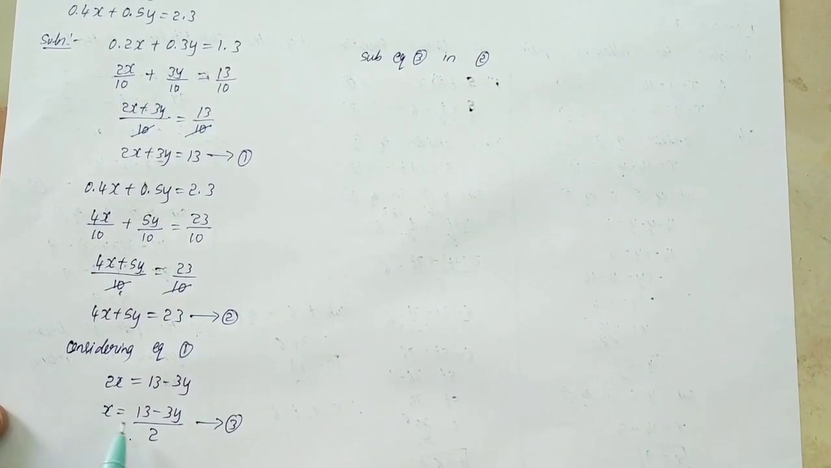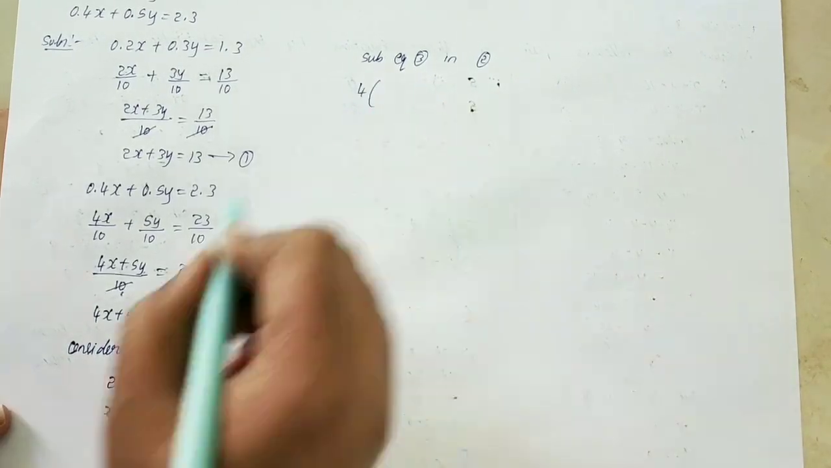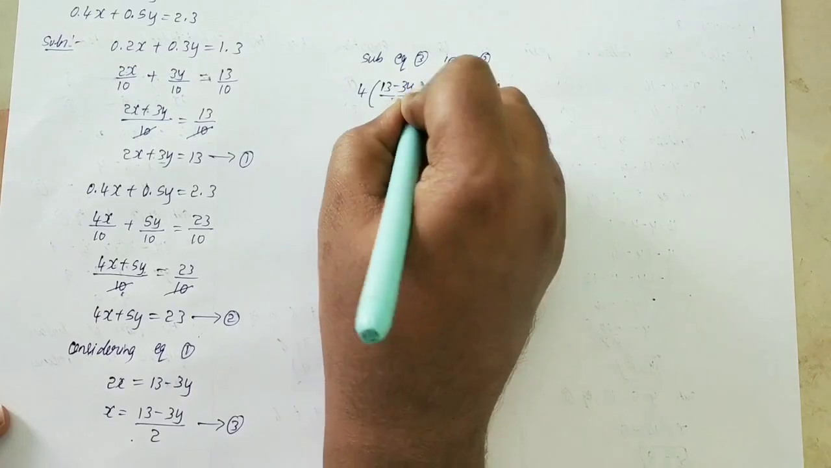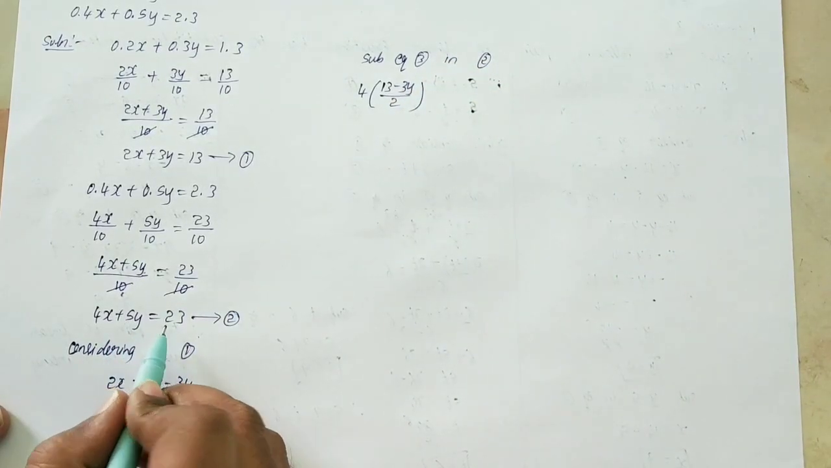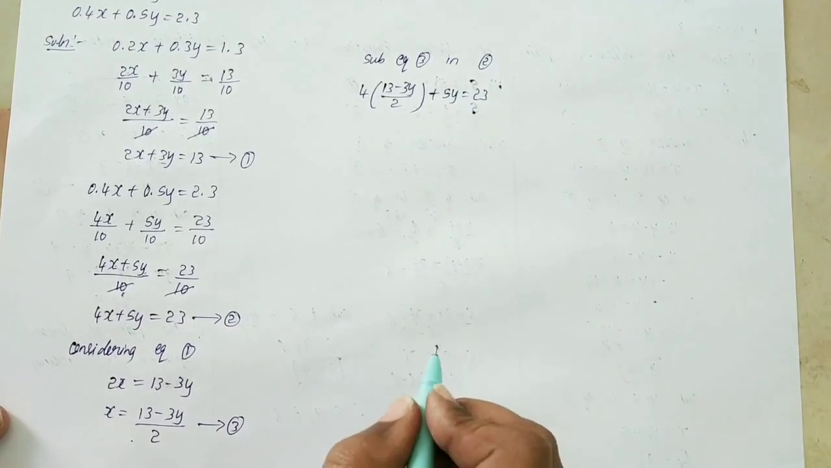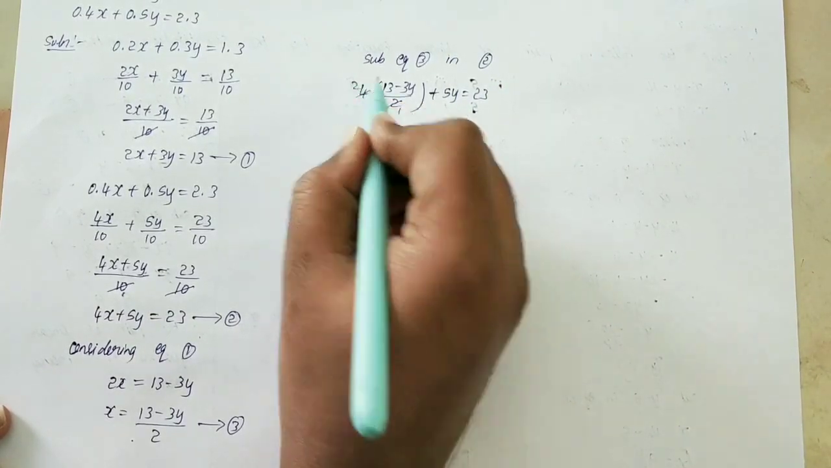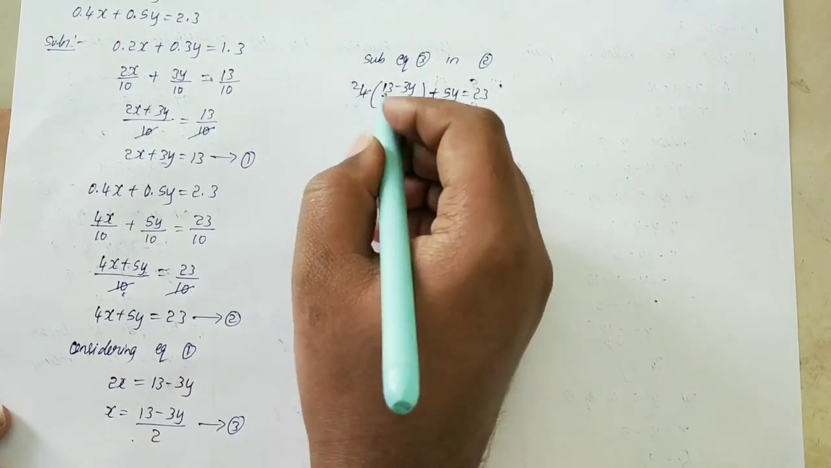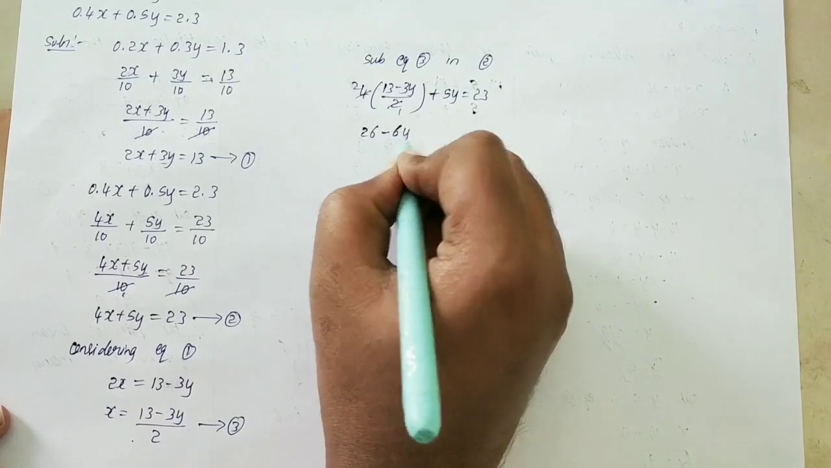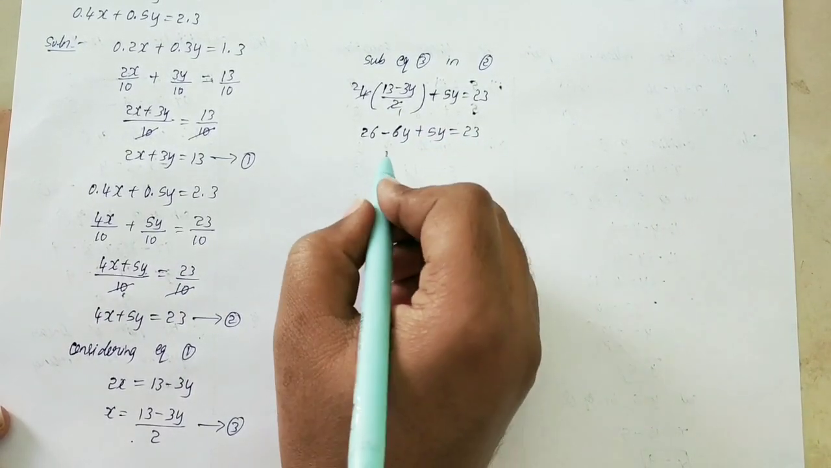So in place of x I will write 13 minus 3y by 2. So here 4 as it is. In place of x I will write this value, 13 minus 3y by 2, then the remaining plus 5y is equal to 23 as it is, right? Now the 2s cancel, right? So 2 into 13 is 26, minus 2 into 3y is 6y, plus 5y remaining as it is, then 23 as it is.